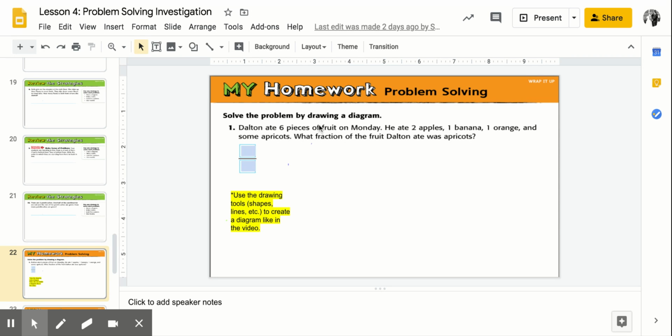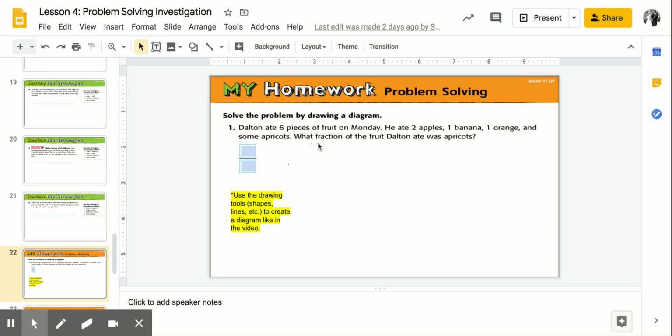So it says, Dalton ate 6 pieces of fruit on Monday. He ate 2 apples, 1 banana, 1 orange, and some apricots. What fraction of the fruit Dalton ate was apricots? So first of all, I like for you to read the problem all along just to make sure you get what it's asking you.